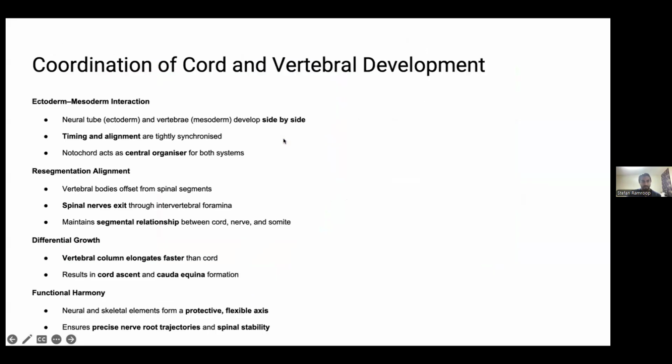So this slide is more a summary of how the cord and the vertebral column coordinate in development. So it's just more or less a summary of that. Because of resegmentation, each vertebra forms slightly offset from the original somite bodies, and that allows the spinal nerves to exit between vertebrae through the intervertebral foramina, which gives you your segmental organization of dermatomes, myotomes, and sclerotomes. And as the embryo grows, the vertebral column will lengthen more rapidly than the spinal cord, giving you the appearance of ascent of the cord.